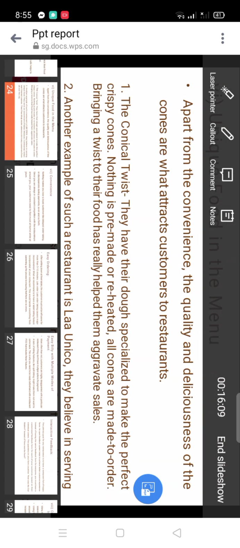Unique food in the menu. Apart from the convenience, the quality and deliciousness of the food are what attract customers to a restaurant. Here are two examples of such unique restaurants attracting high footfall.